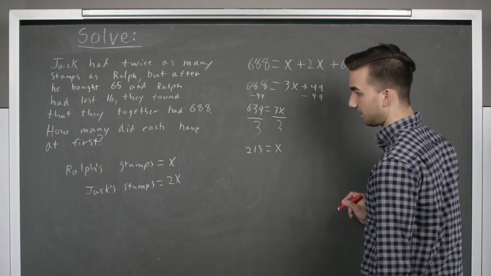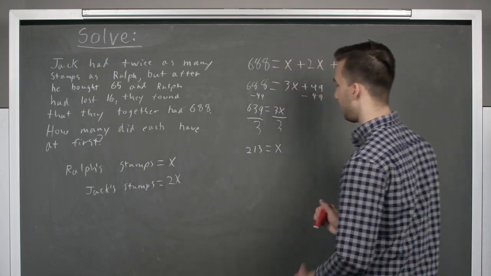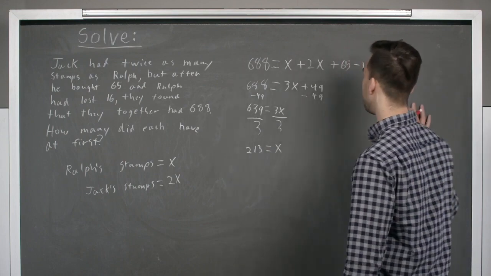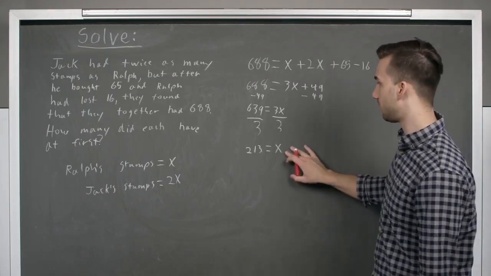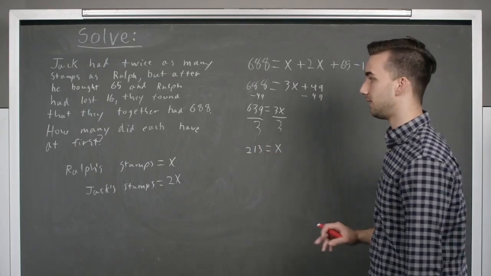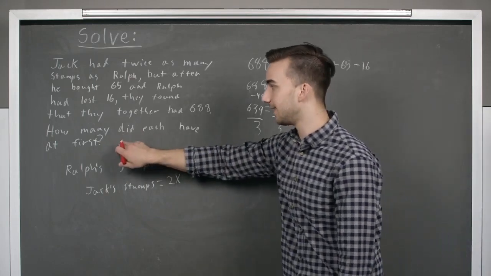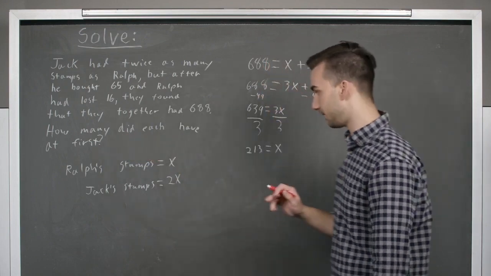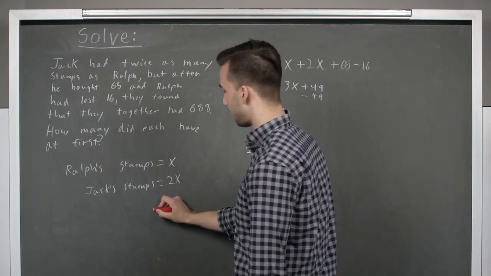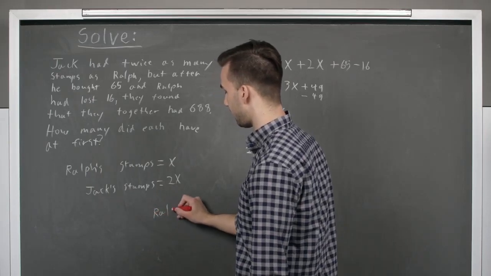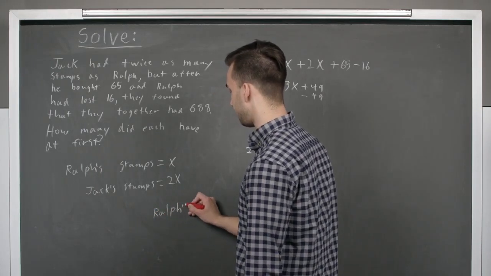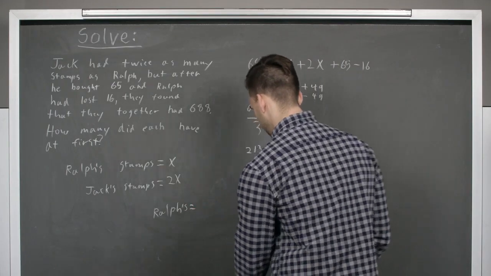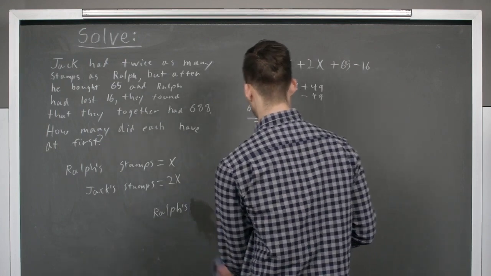So what is x again? X is Ralph's stamps. So what's the problem asking for? One thing I forget to do all the time is I'll get through a word problem and I'll forget what it's asking for. So it's important to read again and figure out what the answer will be, because they're asking for something specific. So we can write Ralph's stamps here. We know that's just equal to x, right? And x is equal to 213.